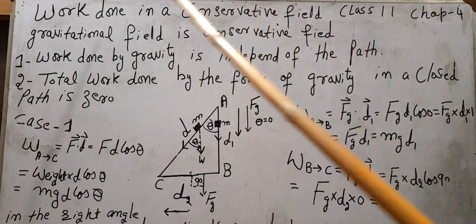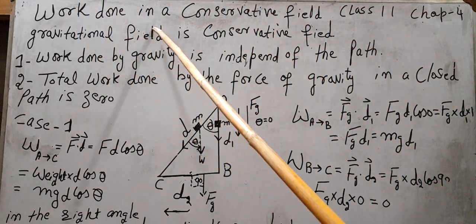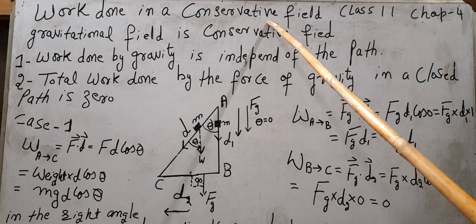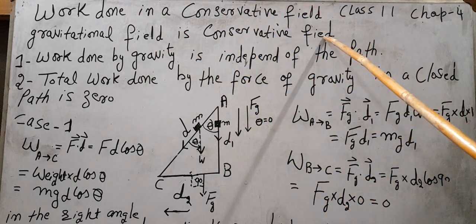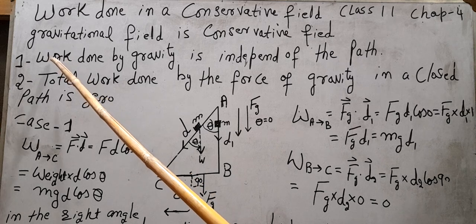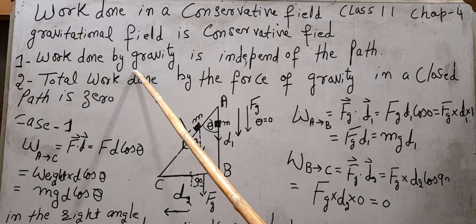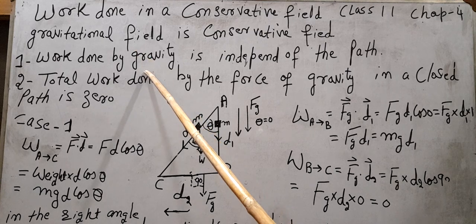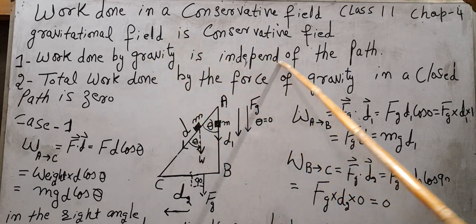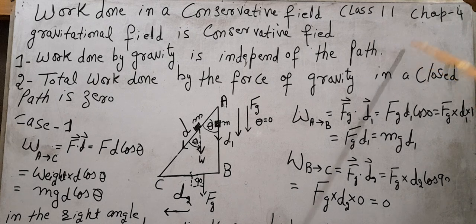Hello students, today our topic is work done in a conservative field. Our earth has a gravitational field, and this field is also a conservative field. Now what is a conservative field? A conservative field is a field in which the work done by the force of gravity, in this case we are taking the gravity example, by the force of gravity is independent of the path followed by the body.